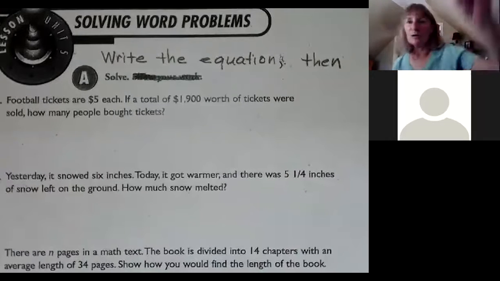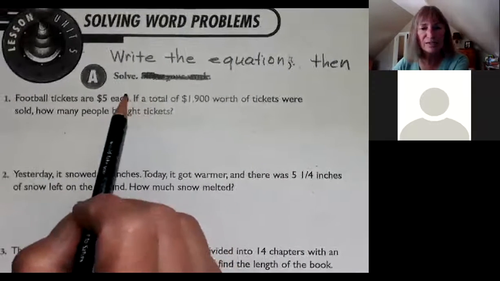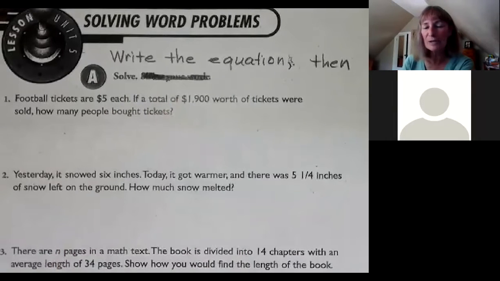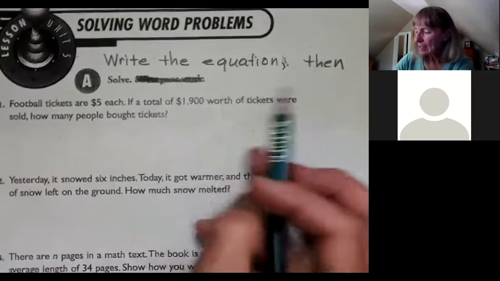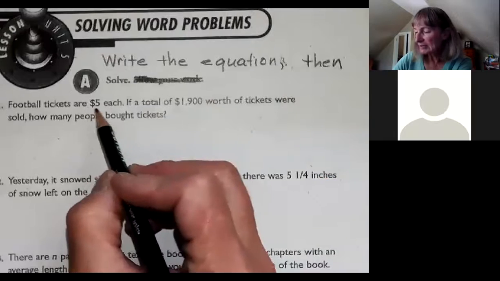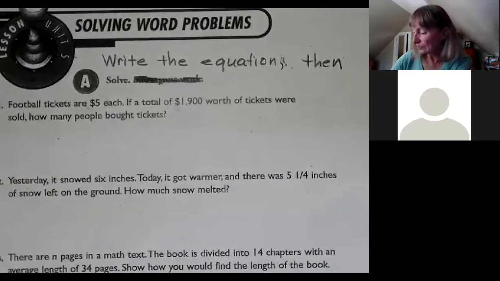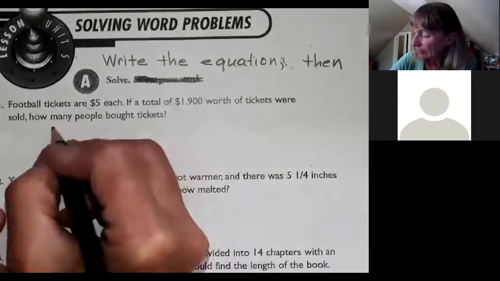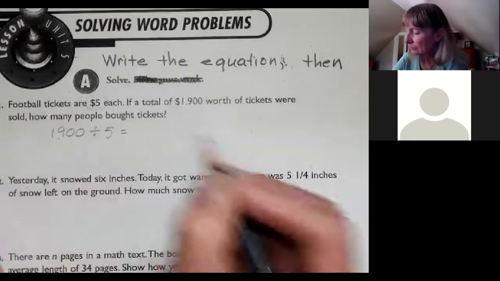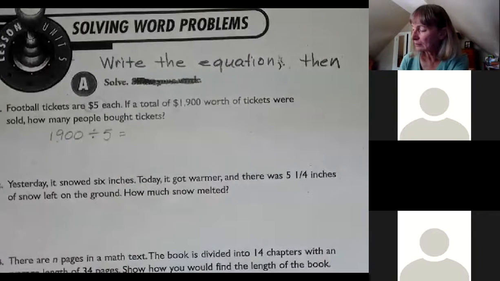So let me work through one with that strategy for you. Football tickets are $5 each. If $1,900 worth of tickets were sold, how many people bought tickets? This is the whole amount. And this would we divide? Yeah, this is the size of each group. So we would divide. In the calculator, I would type in 1,900 divided by 5, and I'd get an answer. And that's going to be the number of people that bought tickets.